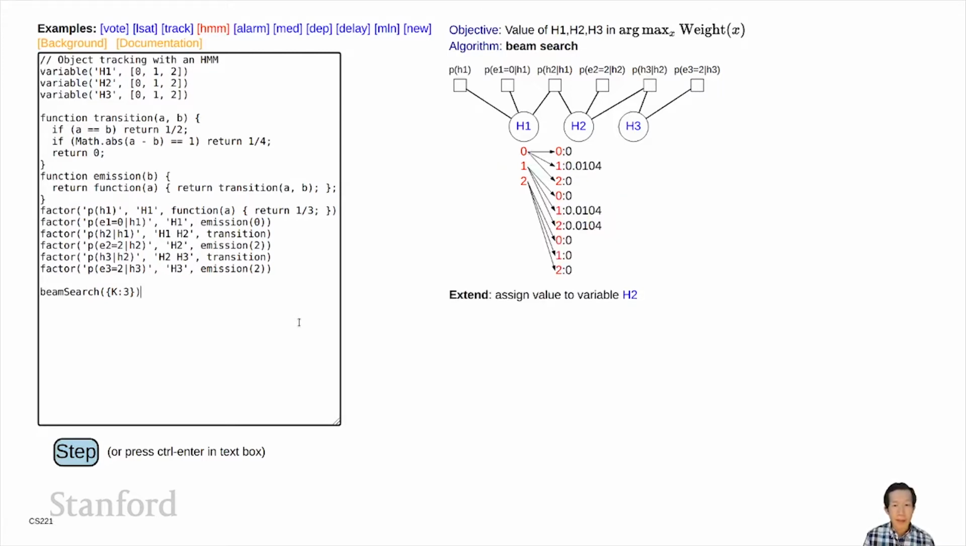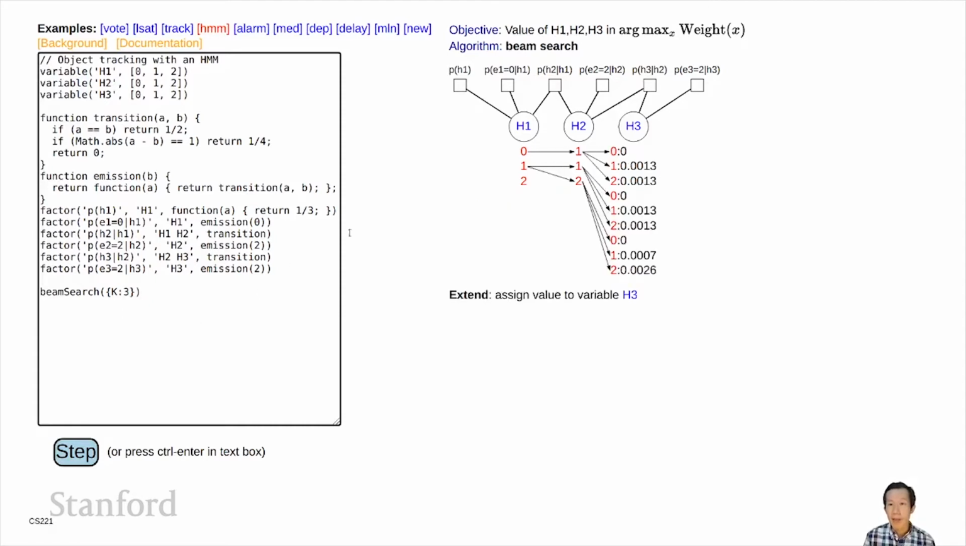And then next, I'm going to extend to H2. Each of these particles multiplies into 3 particles. Now the weight of each of these particles is going to include the factors, which are the transition into H2 and the emission of E2 equals 2 given H2. Now I'm going to prune down to 3. I'm going to now extend to H3, and I'm going to prune.